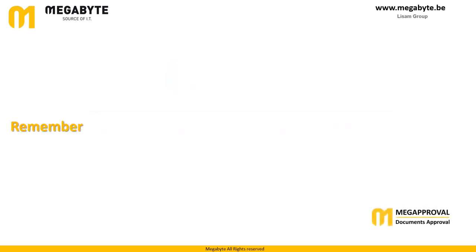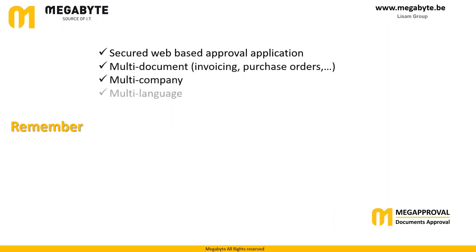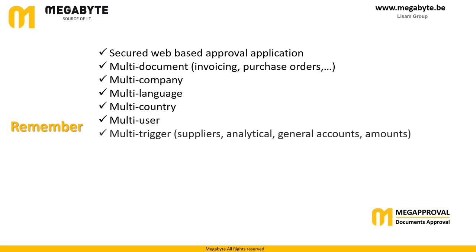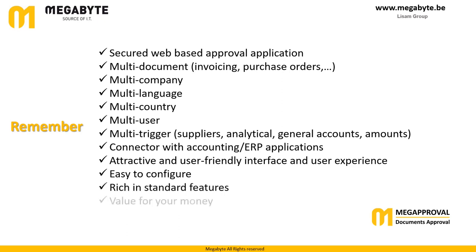Some highlights to remember. MegApproval is a secured web-based approval application. It is multi-document, multi-company, multi-language, multi-country, multi-user, multi-trigger. It has a connector with accounting applications. It has an attractive and intuitive user interface and user experience. It is easy to configure and is also rich in standard features. So, we believe MegApproval gives value for your money.